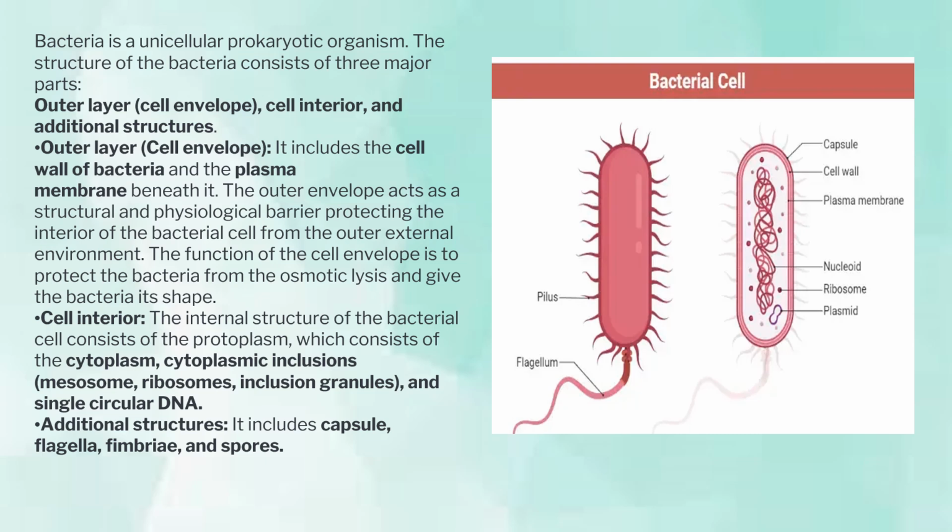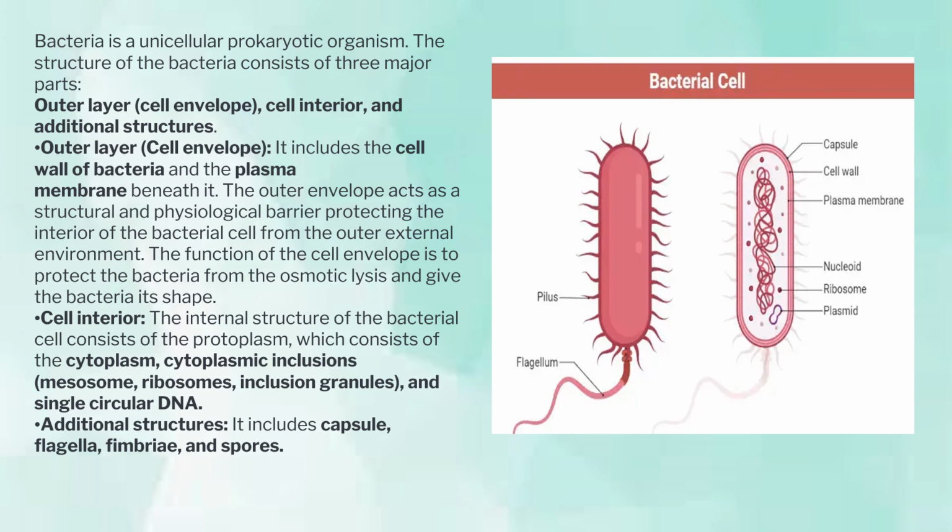The main structure of the cell, as we already discussed, gives the structure. The cell envelope includes the cell wall of the bacteria and the plasma membrane beneath it. The outer envelope acts as a structural and physiological barrier protecting the interiors of the bacterial cell from the external environment. The function of the cell envelope is to protect the bacteria from osmotic lysis and give the bacteria its shape.